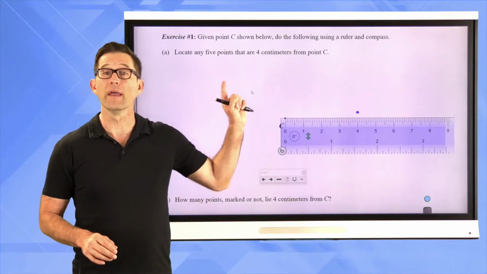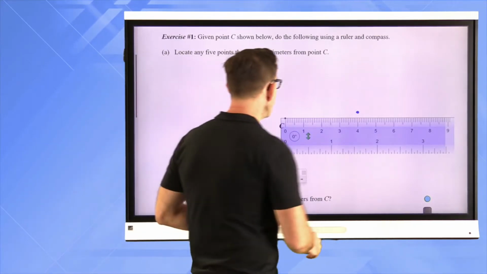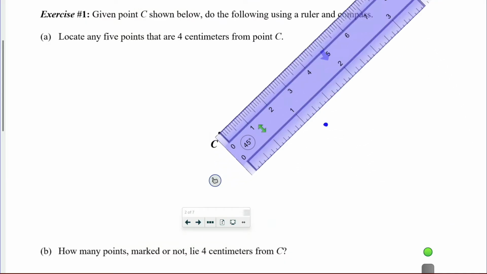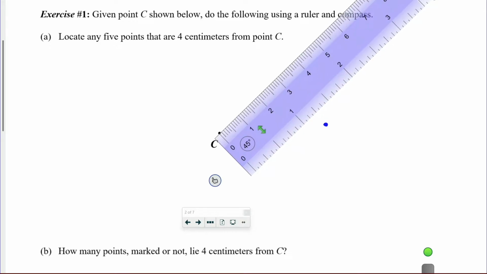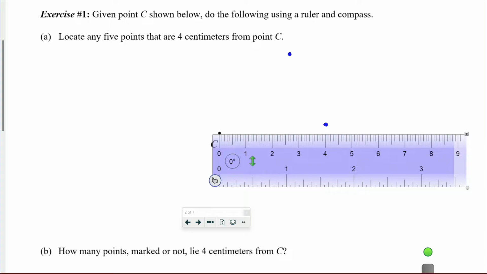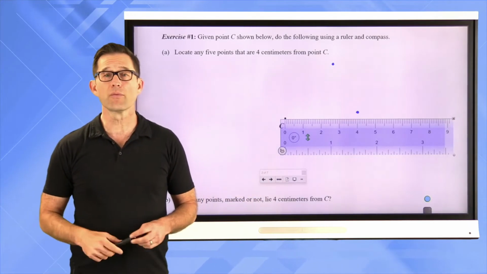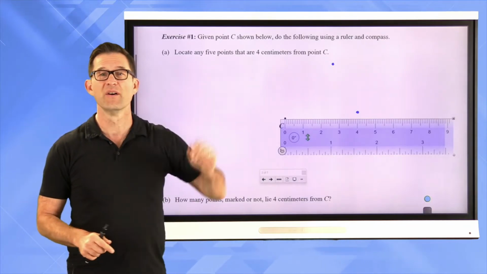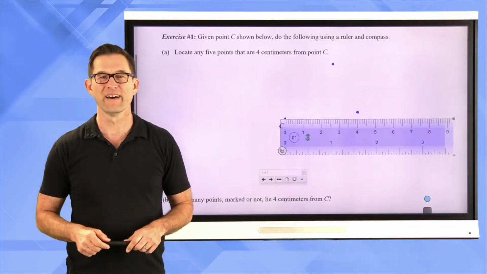Now, I want to locate 5 points that are 4 centimeters away from C. All right, so maybe I could just rotate my ruler up a little bit here. I want to make sure that I keep my 0 at point C. And here's another point that is 4 centimeters away from point C. All right, what I'd like you to do is pause the video now and locate a few other points. In total, I'd like you to locate 5 points that are 4 centimeters away from point C. So go ahead and do that.